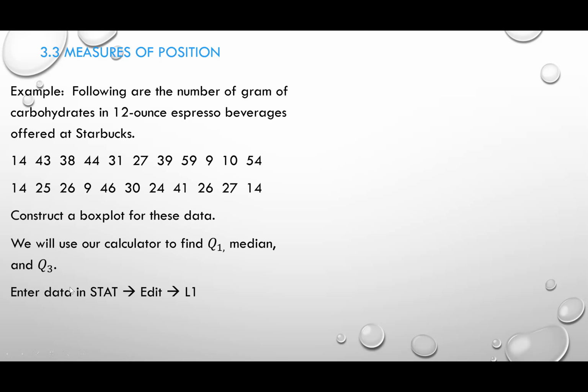To do that, we need to use the stat feature, stat, edit, and type your data in L1. And then after you type your data in L1, you will use the one-variable stat, which is mostly your test one. There's no other thing except the z-score, which is just multiplication, addition, and subtraction, right?